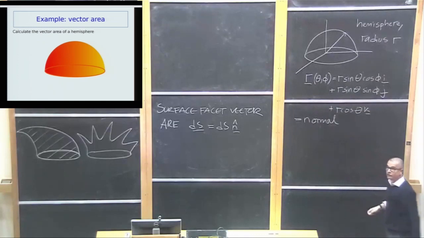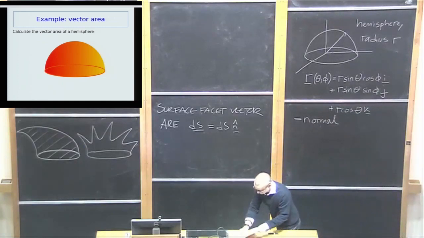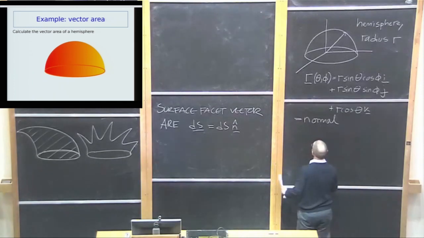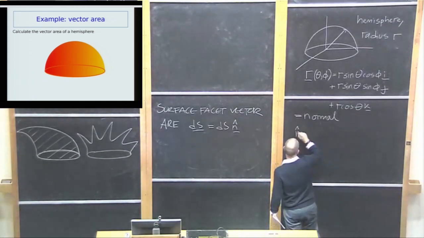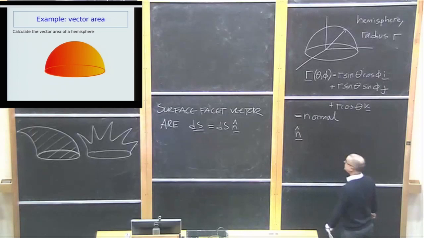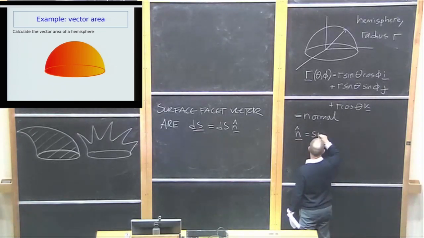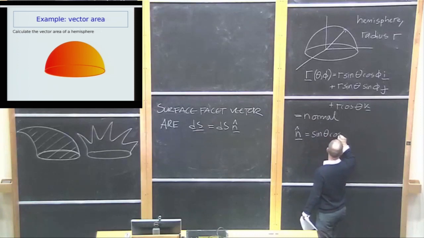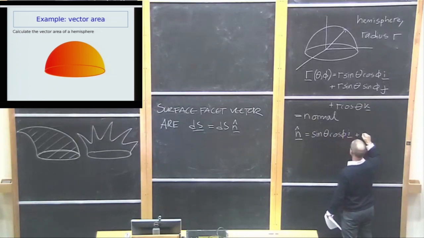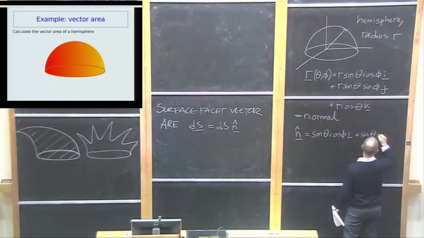The magnitude of that position vector is r. That's also very handy. So in this case, for a hemisphere or a sphere, or any part of a sphere, the unit vector is simply sine theta cos phi i plus sine theta sine phi j plus cos theta k.